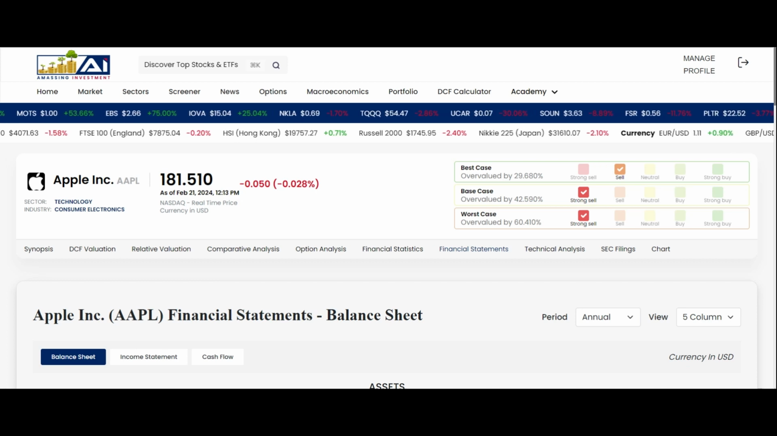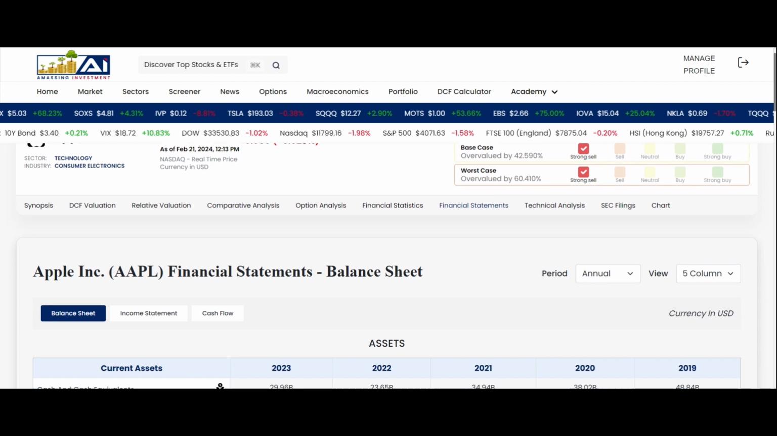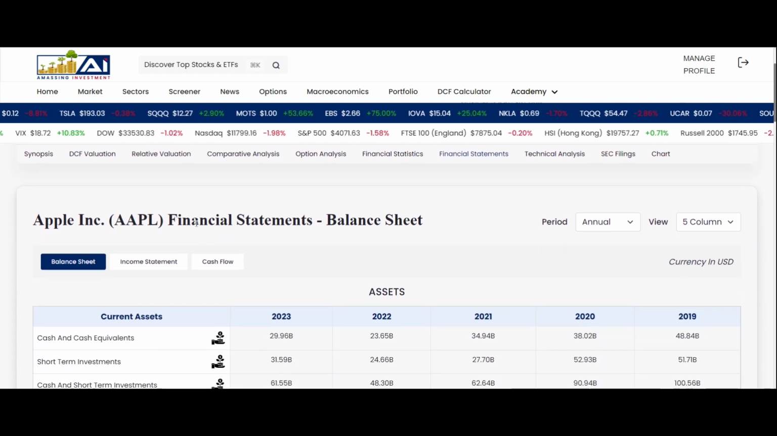Before we proceed, note that the three tabs above, labeled Financial Statements, Financial Statistics, and Comparative Analysis, are interconnected. It's essential to first grasp the financial statements before moving on to the statistics page and then to comparative analysis. This approach will enhance your understanding of the concepts. We now move on to the Financial Statements page, dedicated to Apple.